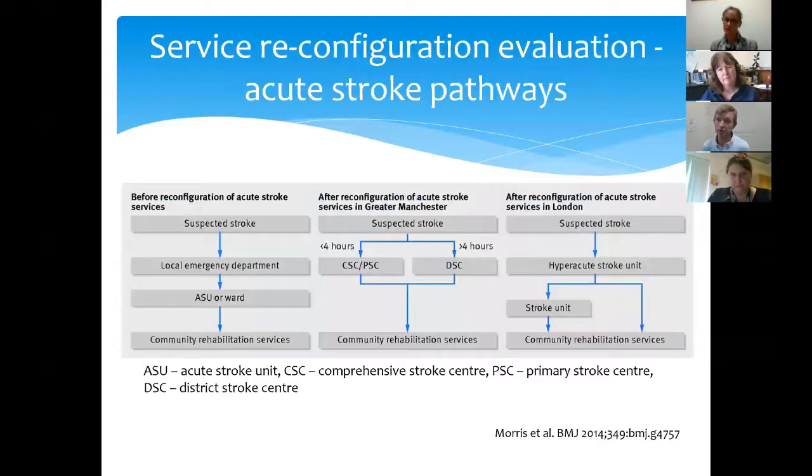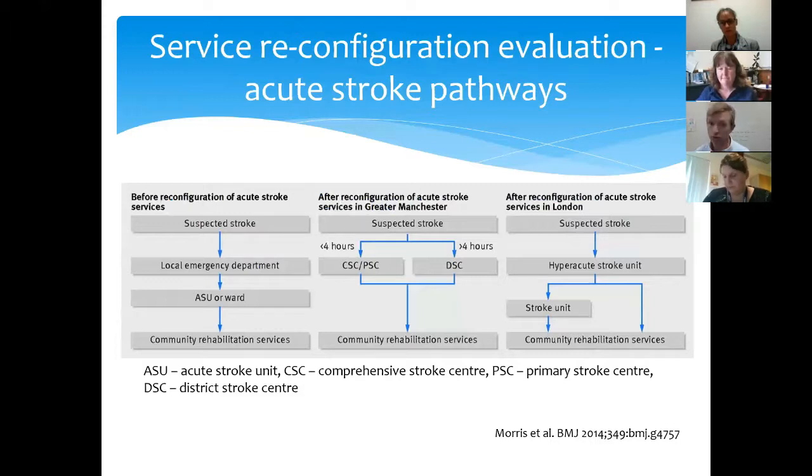The example I'm going to use for service reconfiguration evaluation is actually from England, but it's a really nice example of what you can do with health systems data to look at the impact of big changes in the provision of hospital services. This was a natural experiment, in that there were decisions made to reconfigure the delivery of stroke services in two areas of England, Greater Manchester and London, at around the same time.